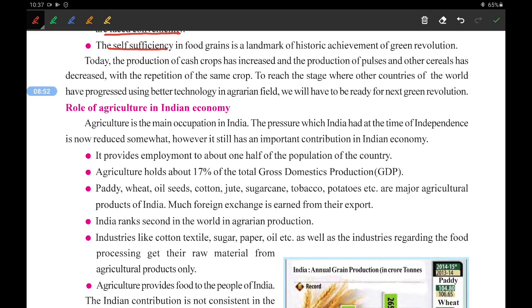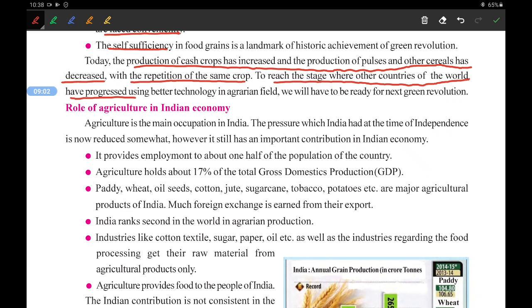Today, the production of cash crops has increased and the production of pulses and other cereals has decreased, with repetition of the same crop. To reach the stage where other countries of the world have progressed using better technology in agriculture, we will have to be ready for a new Green Revolution. So we need another Green Revolution so that we can develop ourselves more technologically.